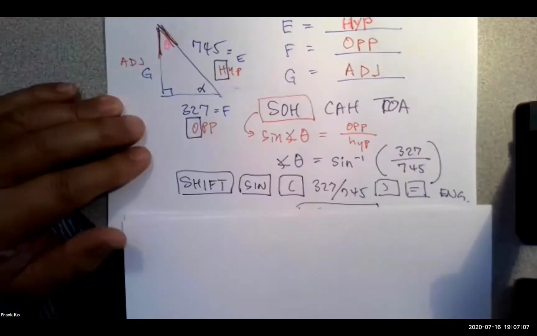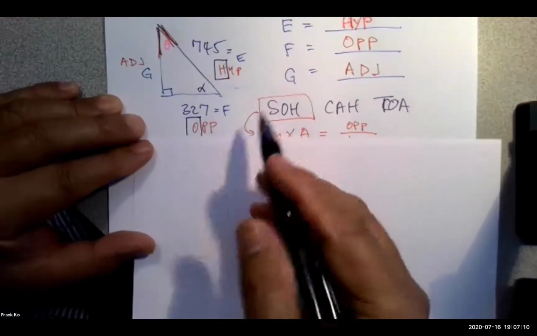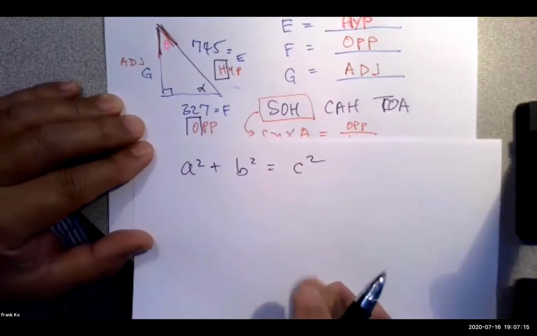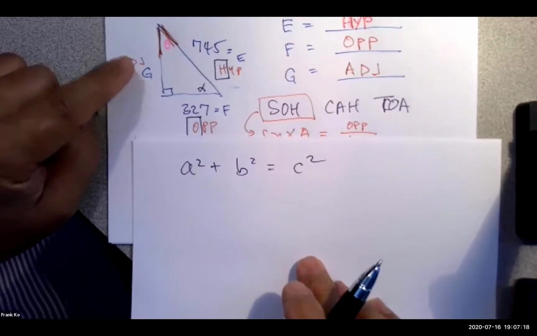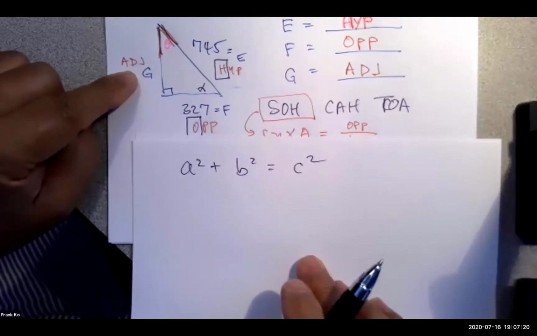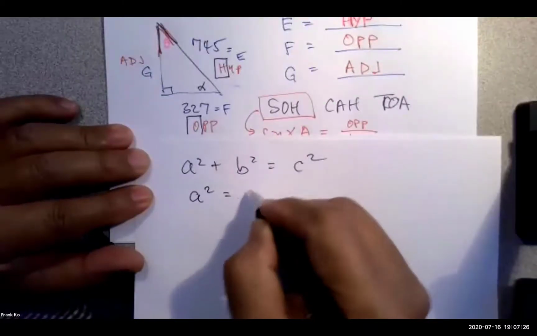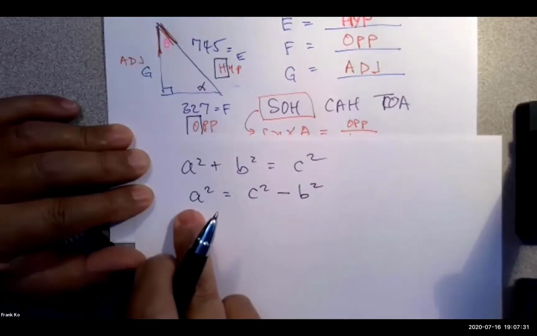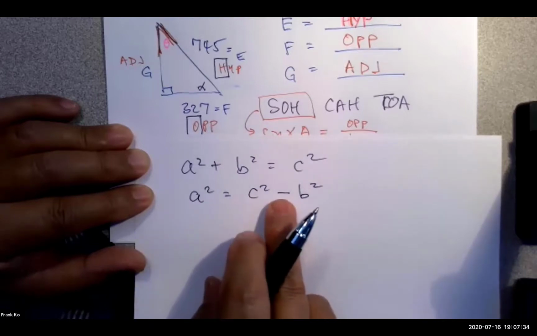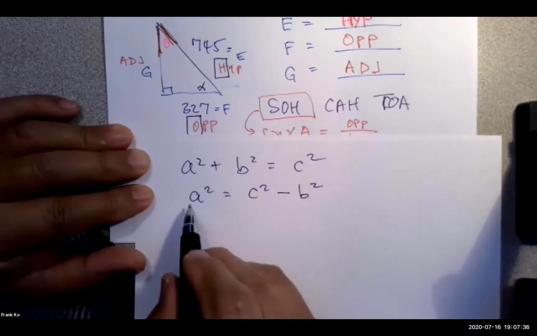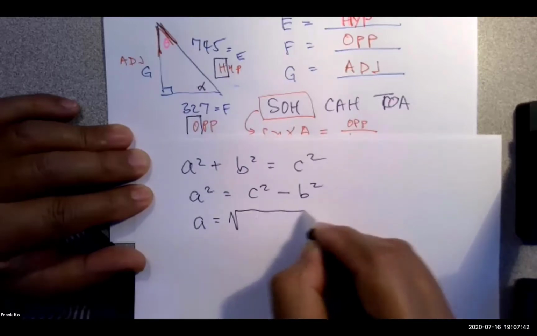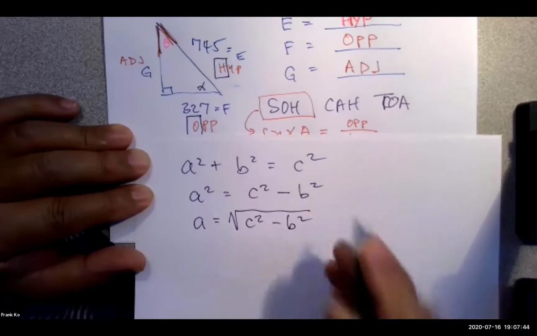Using Pythagorean theorem. Remember, in Pythagorean theorem, a squared plus b squared equals c squared. Is this the hypotenuse or one of the shorter sides? One of the shorter sides. So this would be a squared is equal to c squared minus b squared. It's always going to be the longest side that is c, and we're not going to add here, we're going to subtract. Now I only want a, I don't want a squared, so a is equal to the square root of c squared minus b squared.